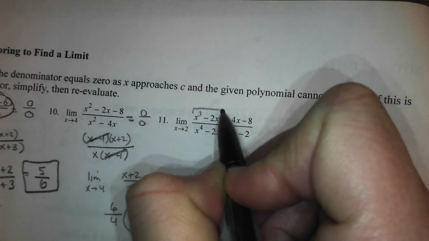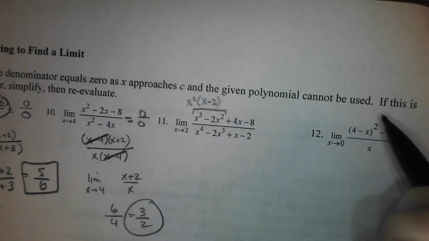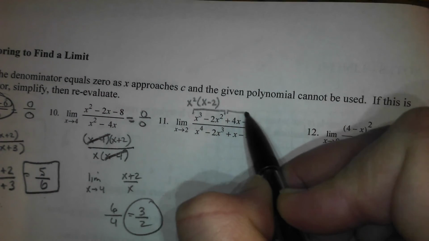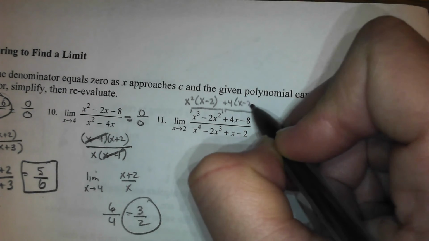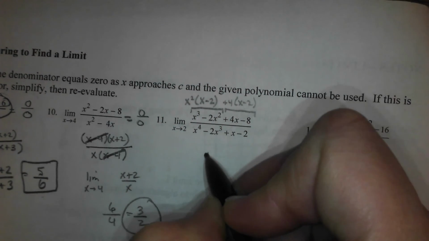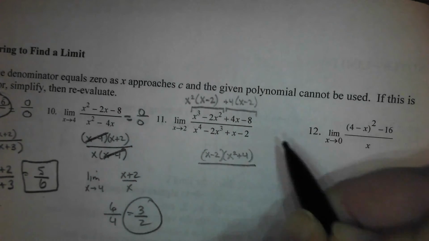Grouping. So on this one, I'm going to pull out an x squared, left with x minus 2. On the second grouping, I'm going to pull out a positive 4. I'm left with an x minus 2. So that worked. I get an x minus 2 and an x squared plus 4 for my numerator.